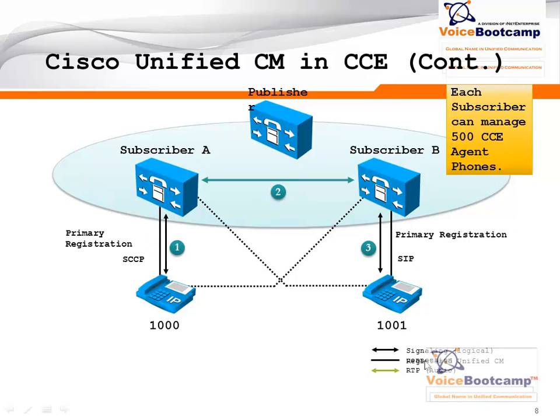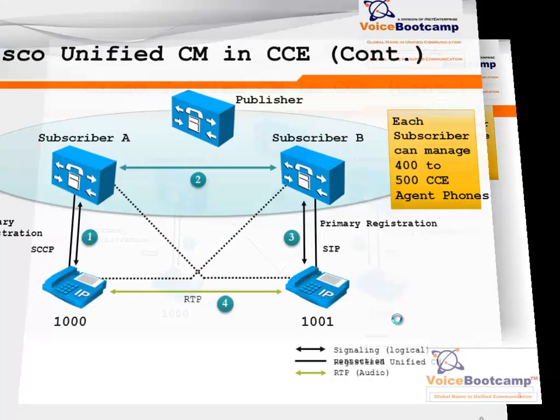In this example, in step number 1, the phone establishes communication with the call manager where it's registered. In step 2, the registered call manager realizes that the phone does not belong to its own cluster. It belongs to a cluster that is located somewhere else, so it will send the signal to the second subscriber. The second subscriber will then send a call to the destination phone, because that's where the destination phone is registered.